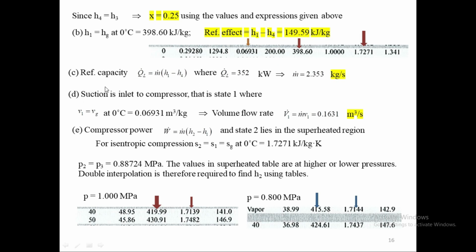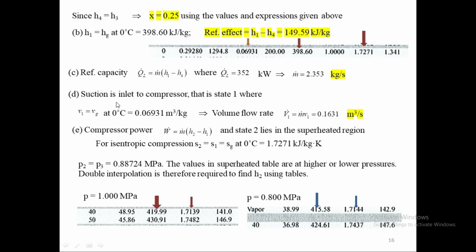Alright. Refrigerating capacity QL is equal to m dot times H1 minus H4. QL is given as 352 in your question, so we can find out what is the mass flow rate. So mass flow rate is 2.353 kilogram per second.